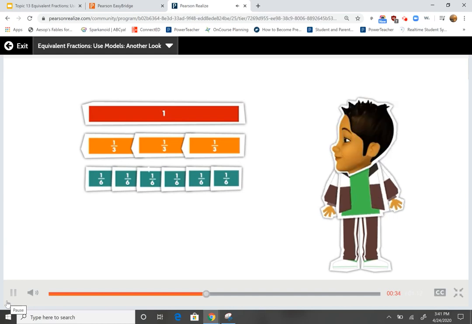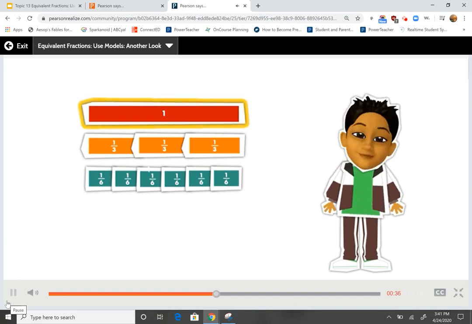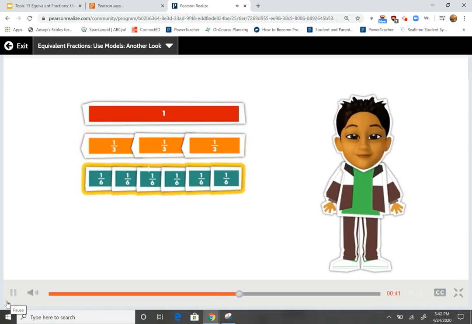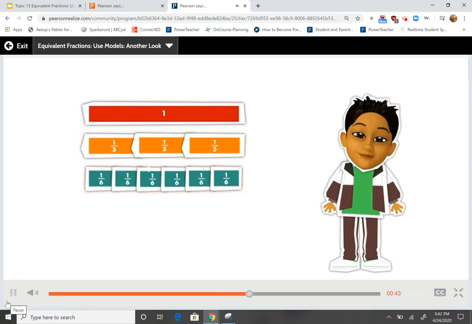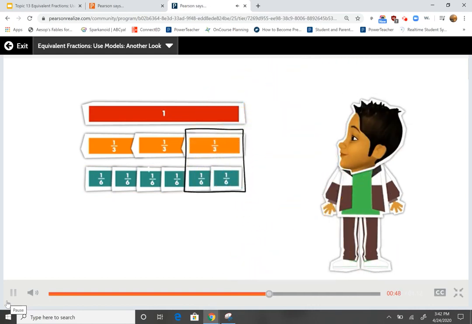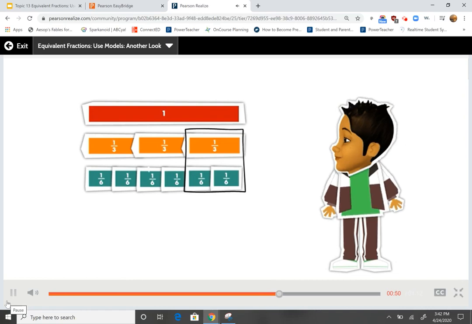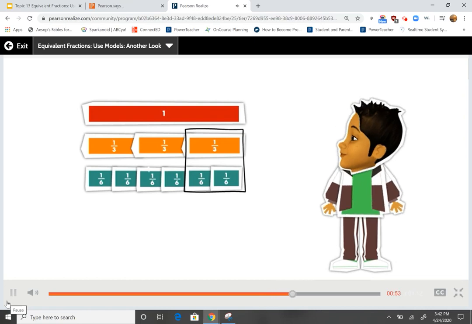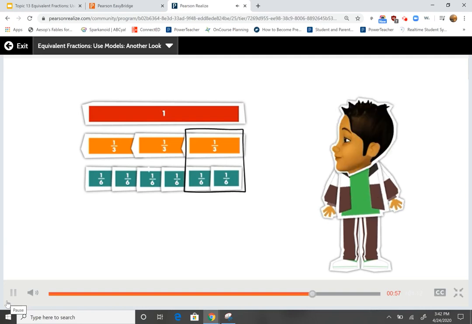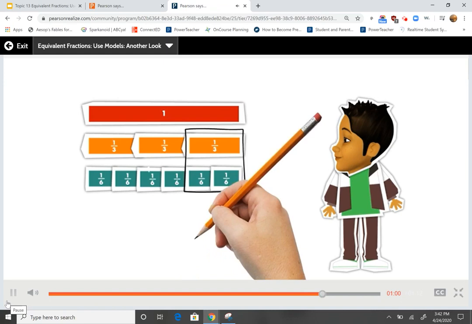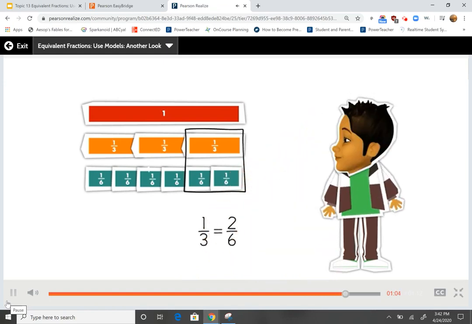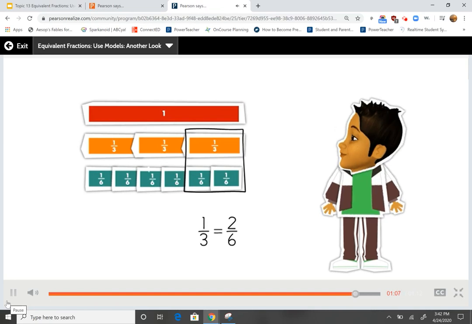Good idea. These fraction strips show a whole broken up into thirds, and a whole broken up into sixths. Do you notice anything? The 1/3 strip and the 2/6 strips are the same size. Good eye. We see that 1/3 and 2/6 are the same size, which means they are equivalent. Using the fraction strip helps us see that. I get it now. Great work! There are a lot of equivalent fractions, so you have more work to do.